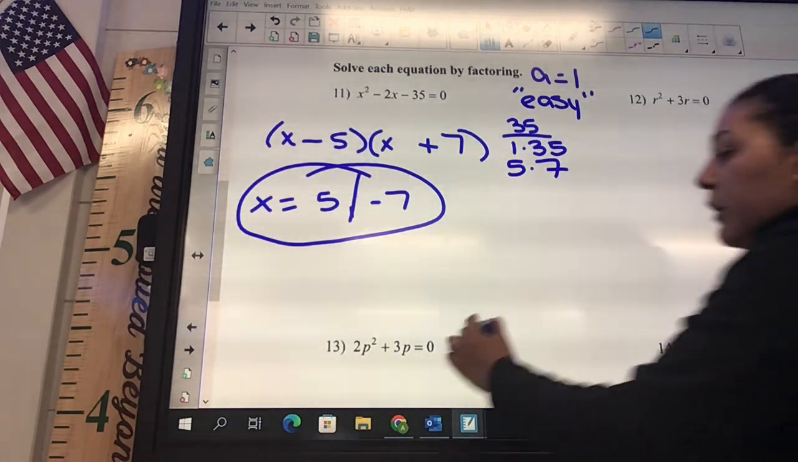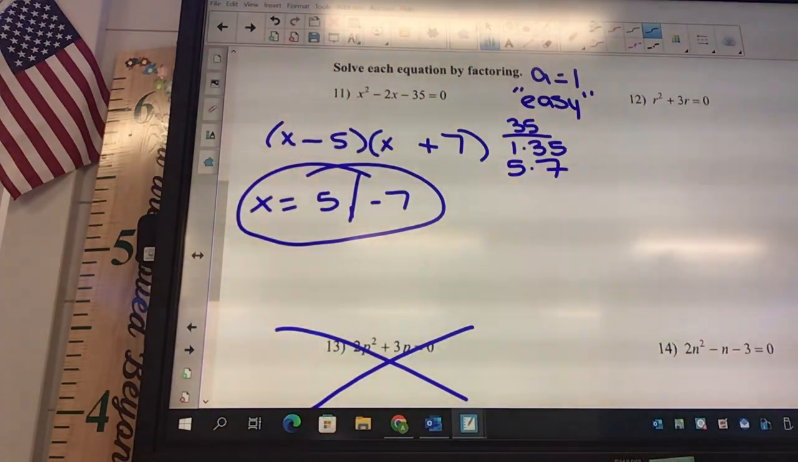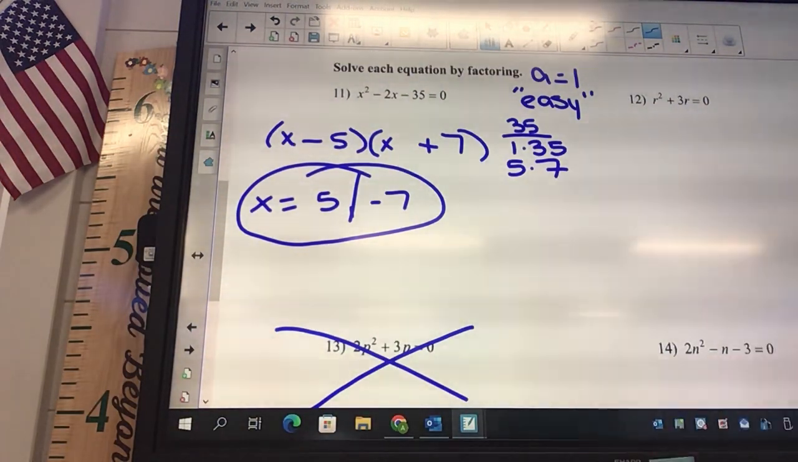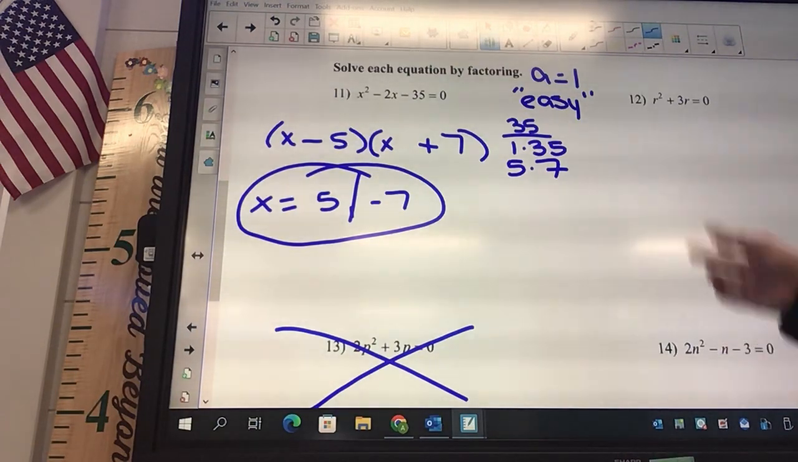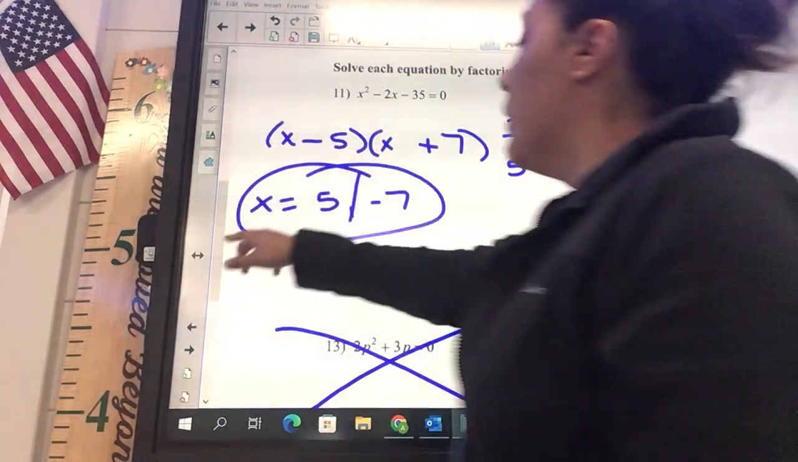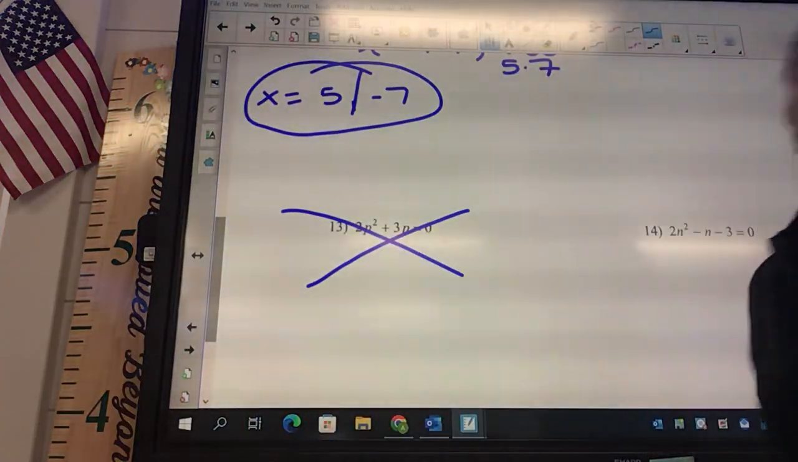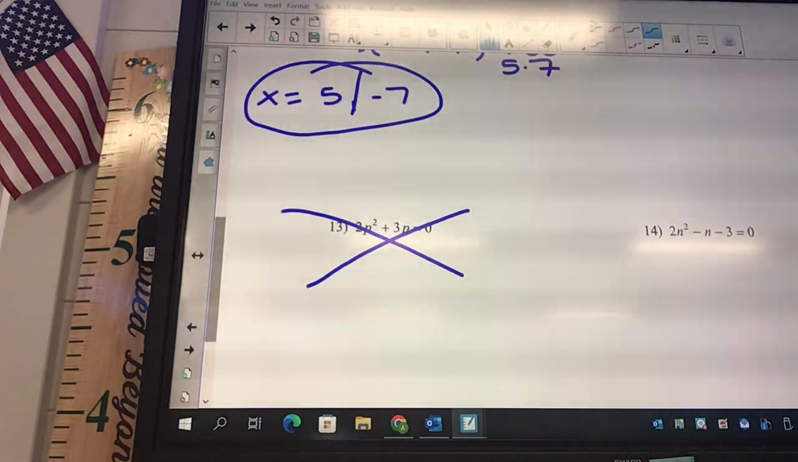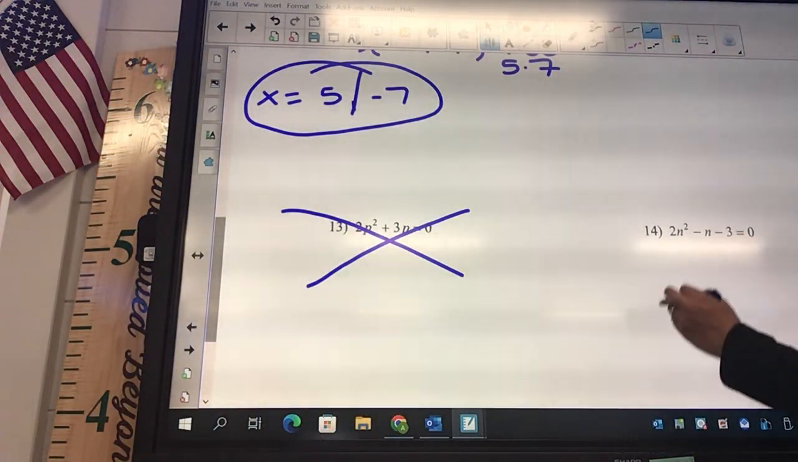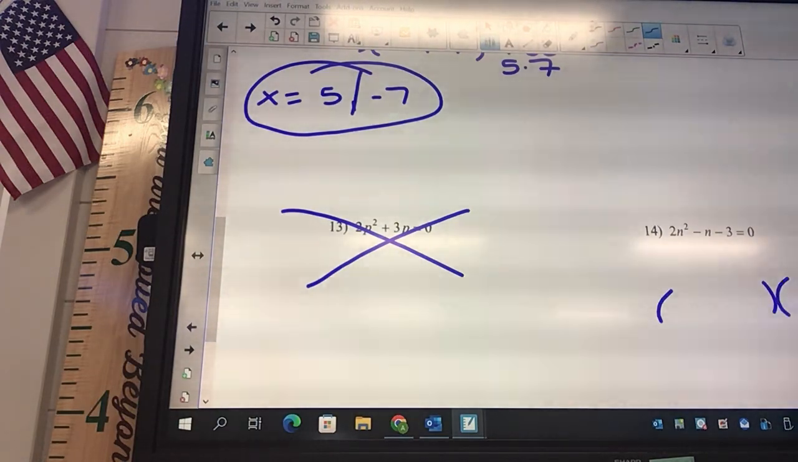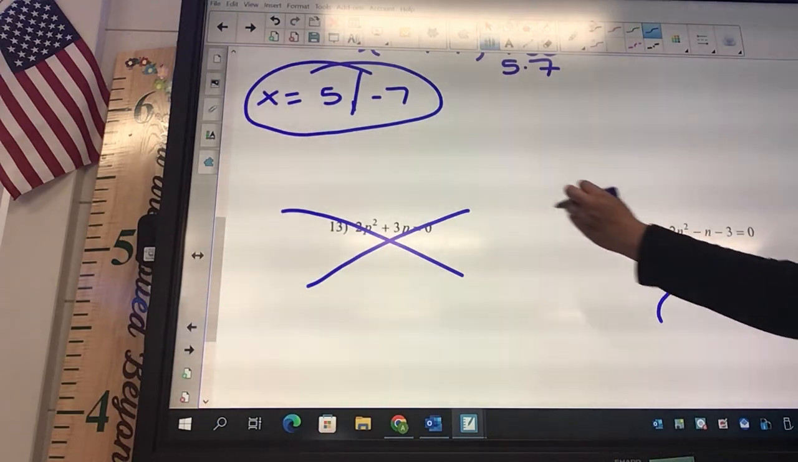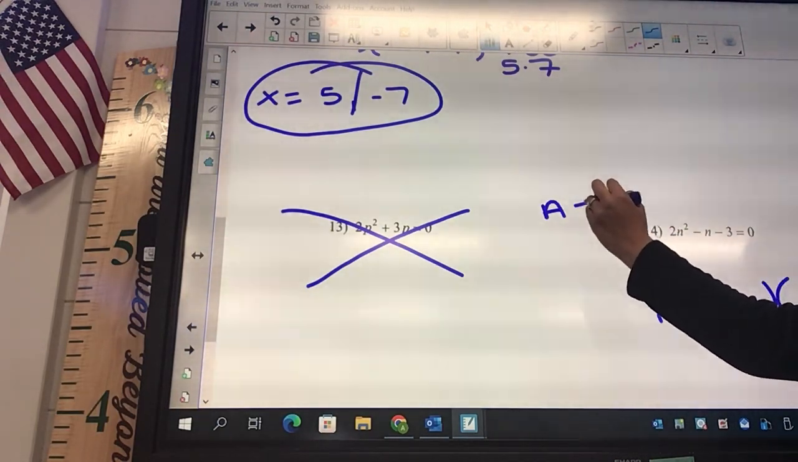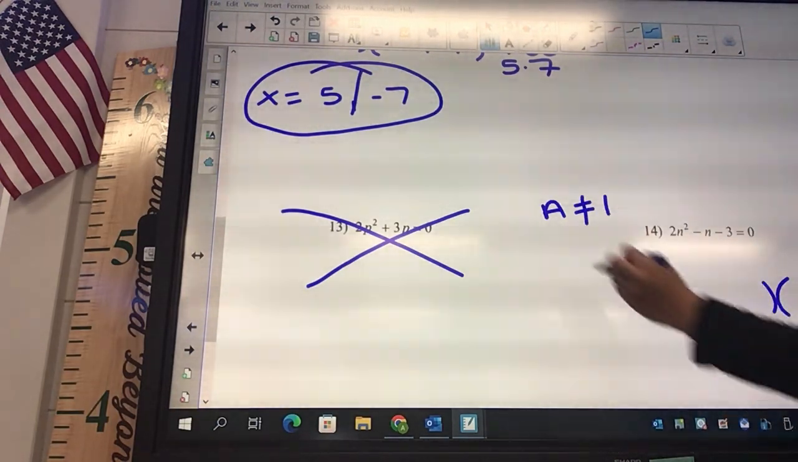Okay, 13, I want you guys to cross off. I picked a bad problem. Okay, but I'm gonna do 14 instead. 14 is the hard ones, where we have multiple things. So you're still gonna draw your parentheses. Then we find our factors because a does not equal 1. These are the hard ones.